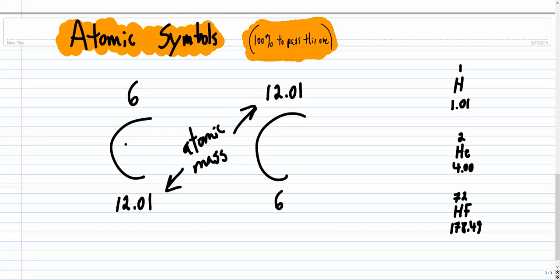So those two things, how do you get those things? Well, the atomic number, that's just the number of protons, and the mass is the protons plus the neutrons. So not too hard there.